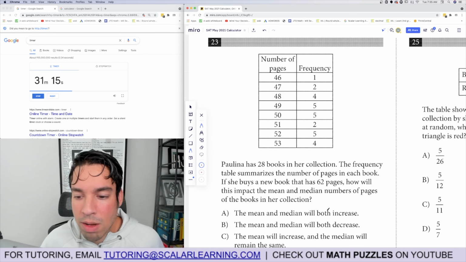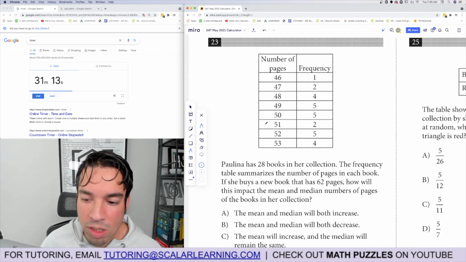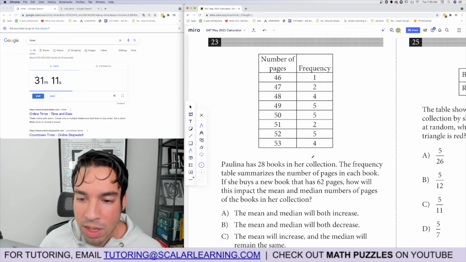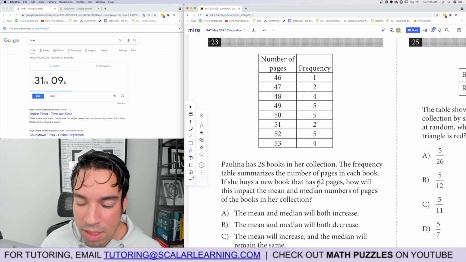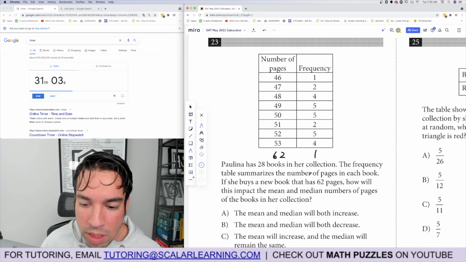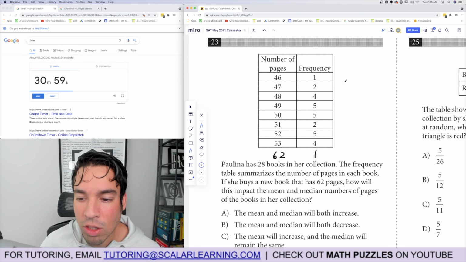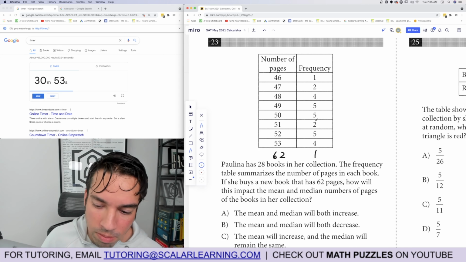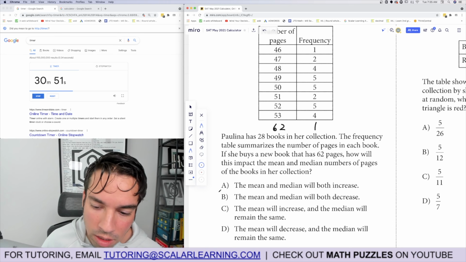23. Paulina has 28 books in her collection. The frequency table summarizes the number of pages in each book. If she buys a new book that has 62 pages, how will this impact the mean and the median number of pages of the books? Okay, so she's got 28. So right now, it's in ascending order. Obviously, the mean's going to go up. So let's just say that's out.